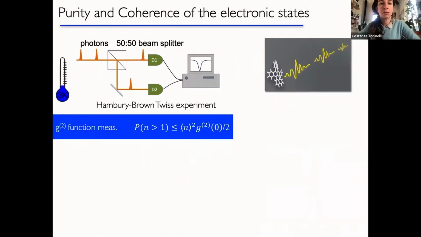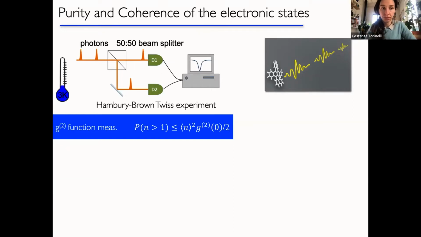Okay. Now let's talk about purity, so the probability of having multiple photons per pulse. How do we measure that? This is accounted for by the second order autocorrelation function, which in simple terms measures the probability of a detector clicking after another detector has clicked at time 0, okay?